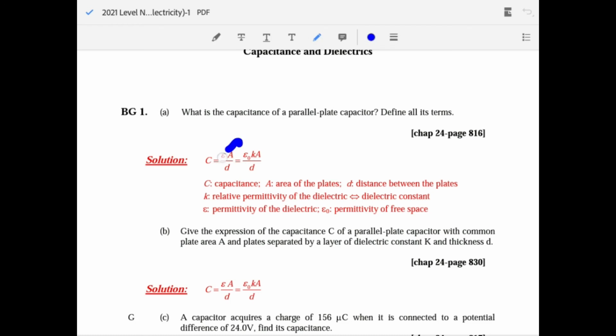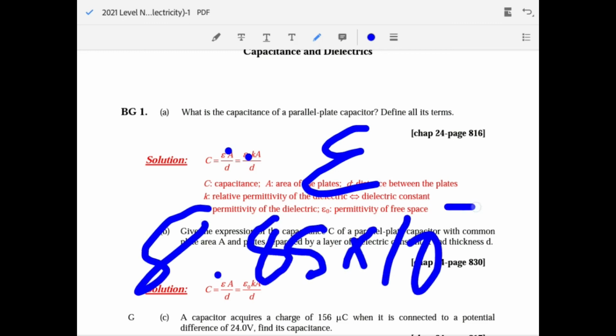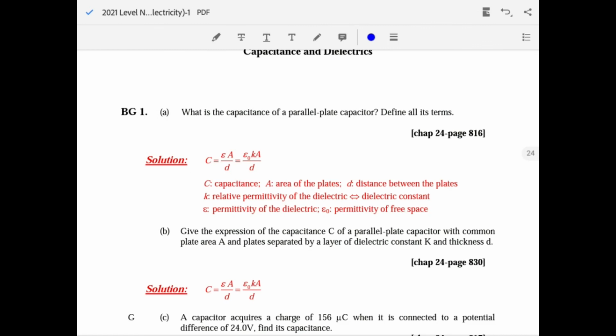And these are the only two factors for constant temperature. The rest are just constants. So epsilon naught is 8.85 times 10 to the power minus 12. That's a constant, and that's for vacuum only. If you have another dielectric, like rubber or maybe another insulator, you need to include K.